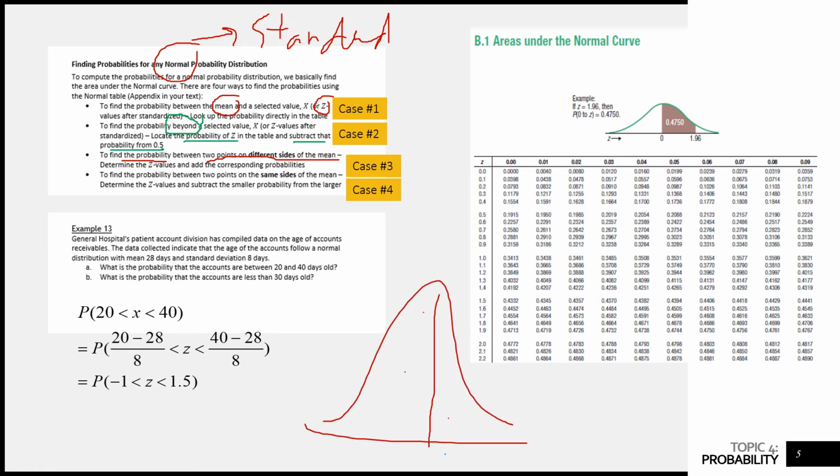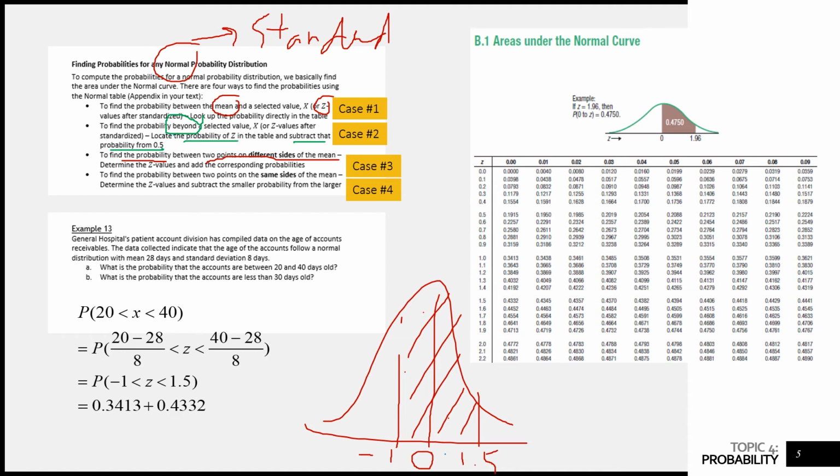So here, basically you have 0. 1 is negative 1. Why is it negative 1 to the left? Because negative is less than 0. Another one is 1.5. So we want this area. So next step, how do you get this? Look at the table. What is 1? 1 is here. 1 is basically 1.0. If you look at the table, it's 0.3413.